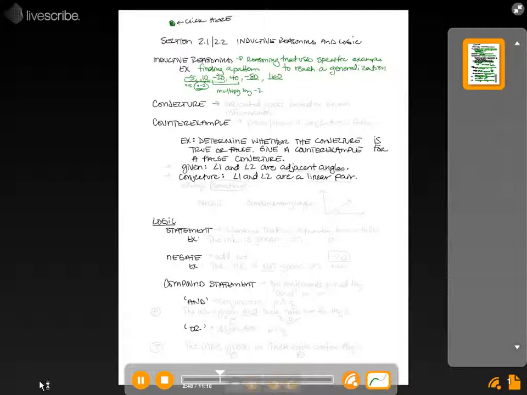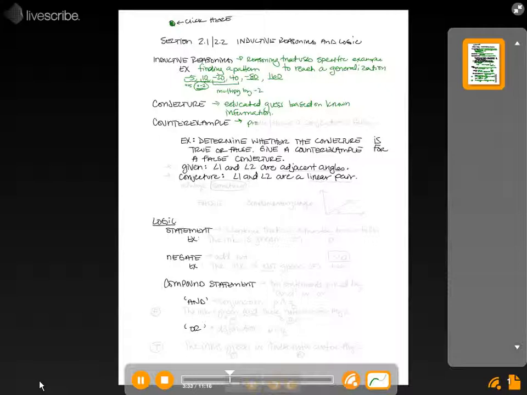Now our next vocabulary word is a conjecture. A conjecture is an educated guess based on known information. Now if you think about science, that's kind of the definition for a hypothesis in the scientific process. An educated guess based on known information. We look at the information they give us, and we come up with an idea or a generalization based on that information. So that was a conjecture.